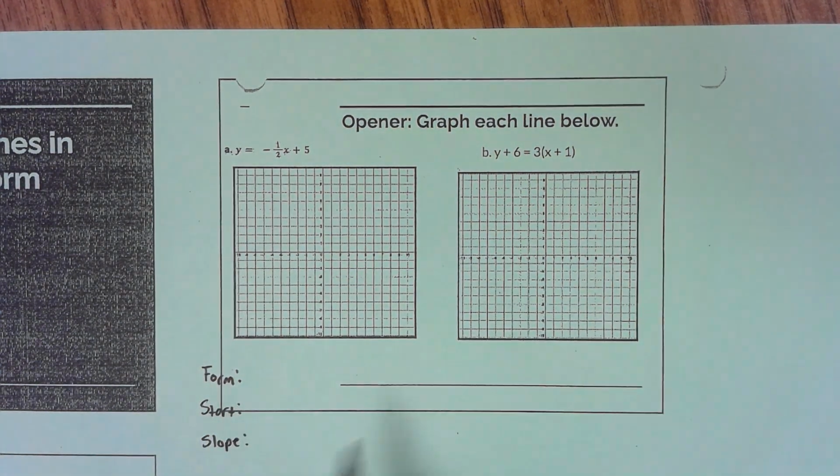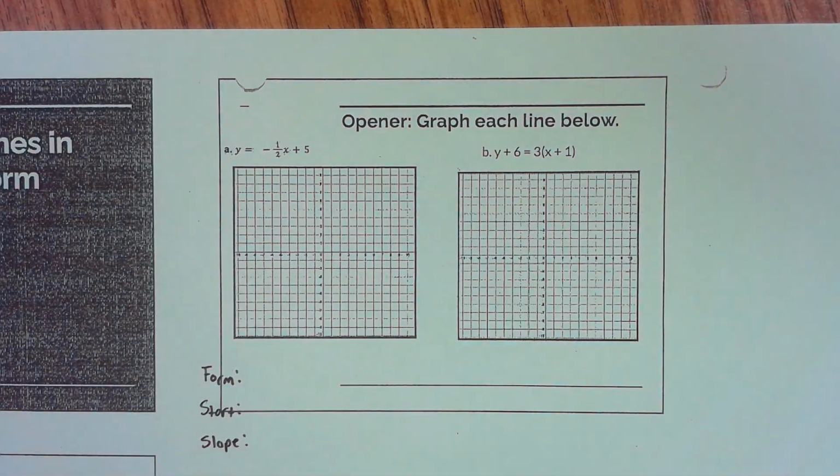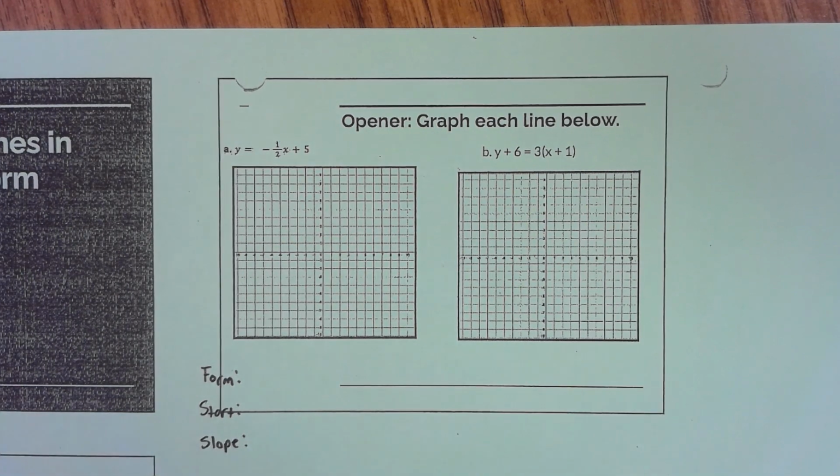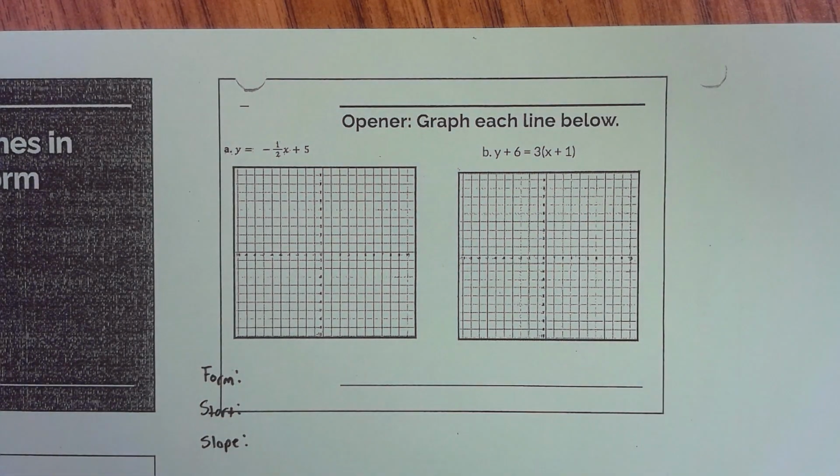Right? So identify those three things for each graph, A and B, and then using the start point and the slope, go ahead and graph the lines from there. So go ahead and hit pause. I'm going to work through it. After you unpause, we'll have the work shown here.